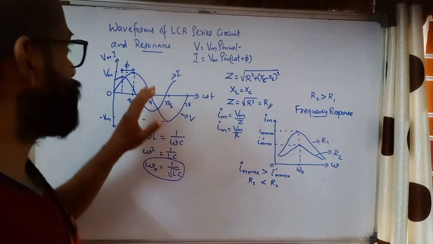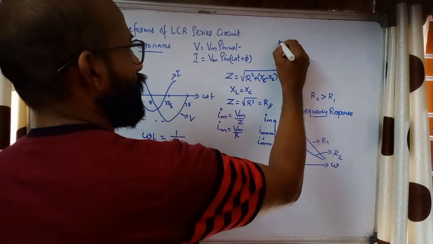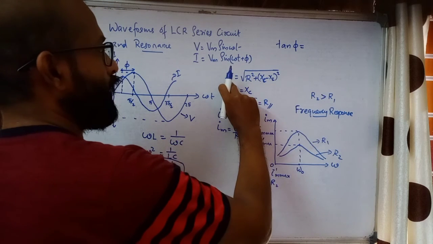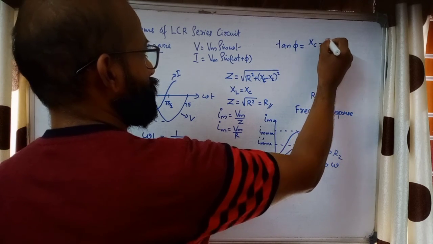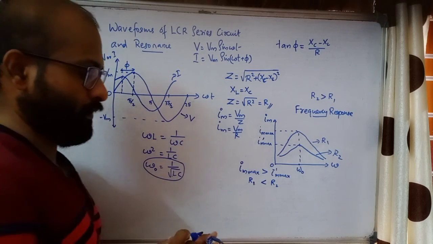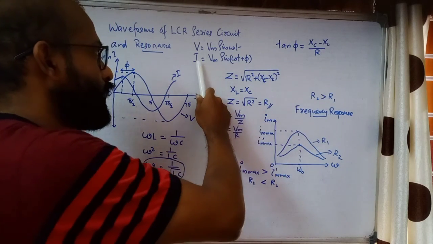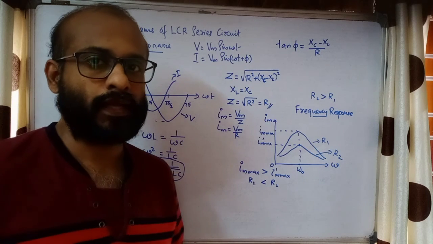One more thing, I shall give you the value of phi also. What was the value of tan phi? We have seen the impedance, and tan phi is equal to XC minus XL divided by R. That is the equation of tan phi. And what is phi called? Phi is the phase difference between the instantaneous current flowing through the LCR circuit and the applied voltage.